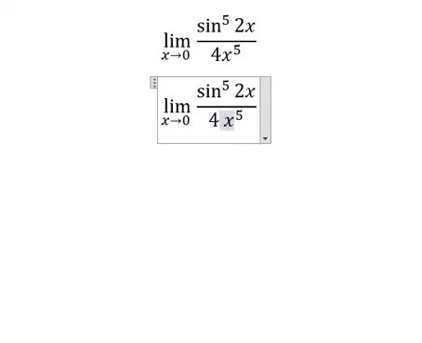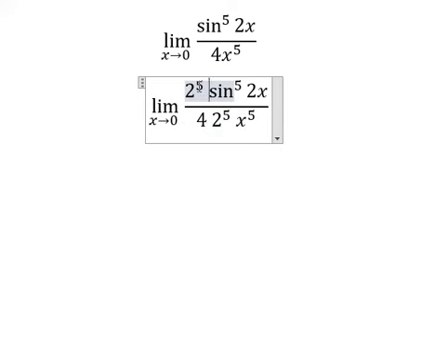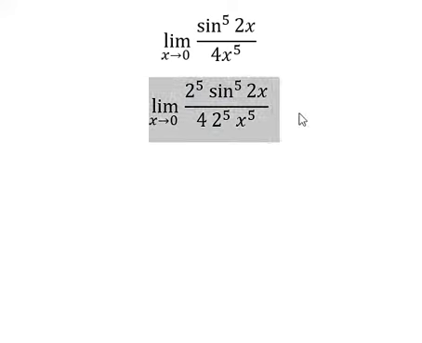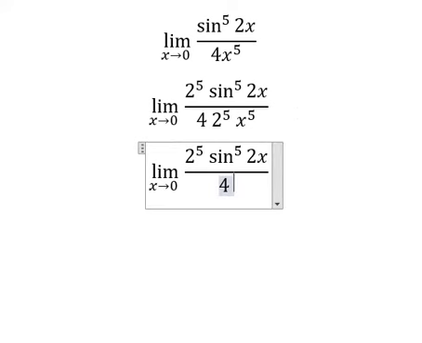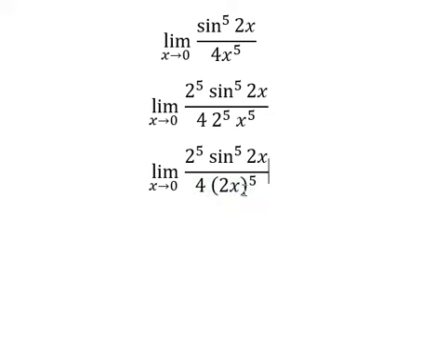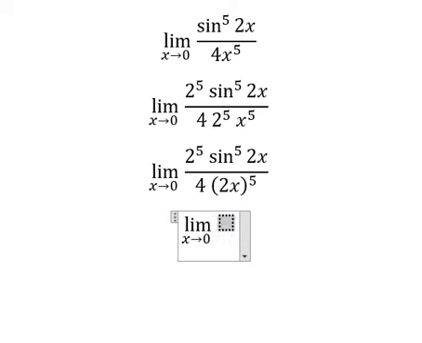We put about 2 to the power of 5 and 2 to the power of 5 on numerator and denominator. So this one I can put into 2x to the power of 5. This one over this one we can put like this.